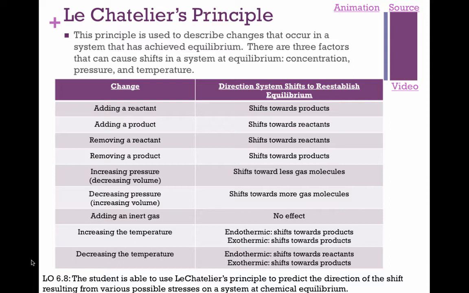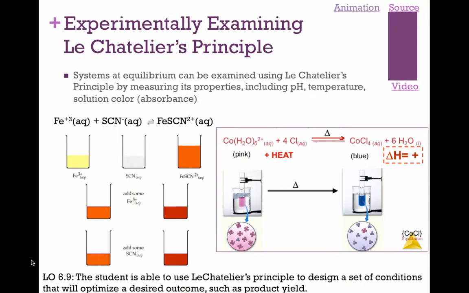Really, there's three main things you look at: concentration, pressure, temperature. Concentration is like adding or removing a product or reactant. And with temperature, think about heat as either a product or a reactant. If it's endothermic, what side is heat going to be on? The left, the reactant side. Yep.